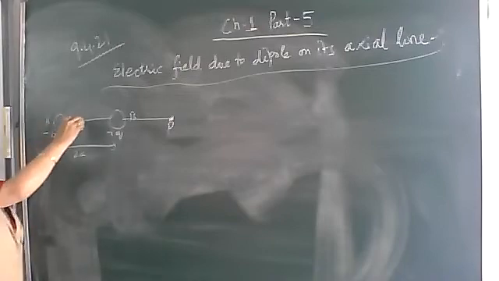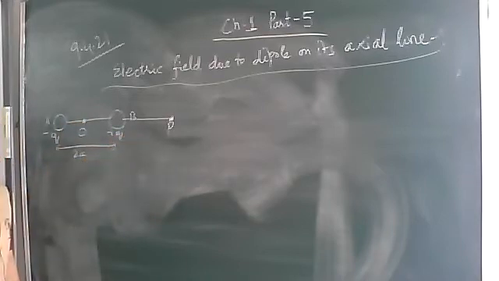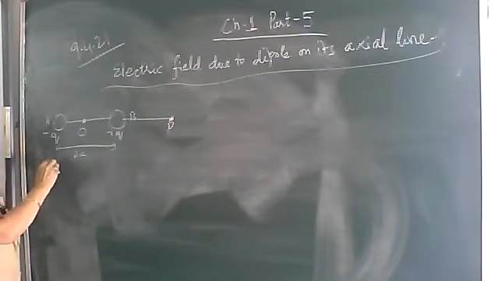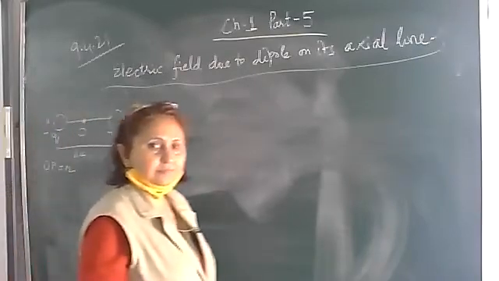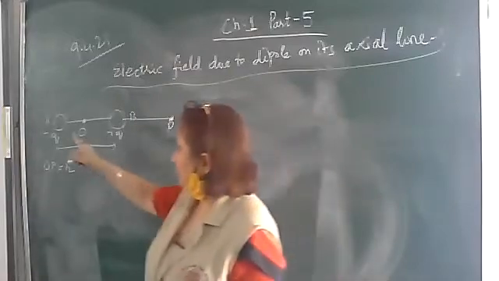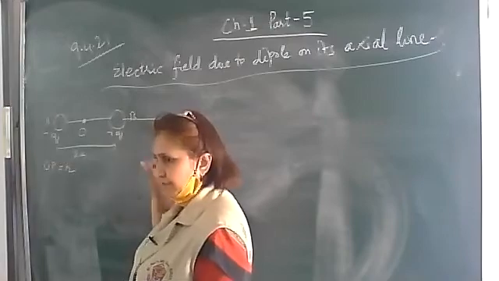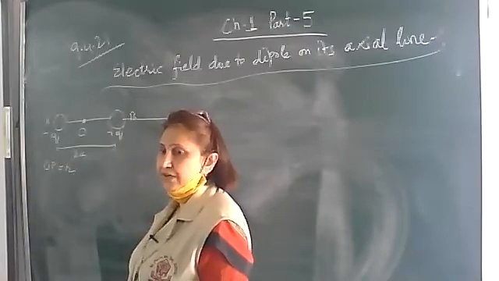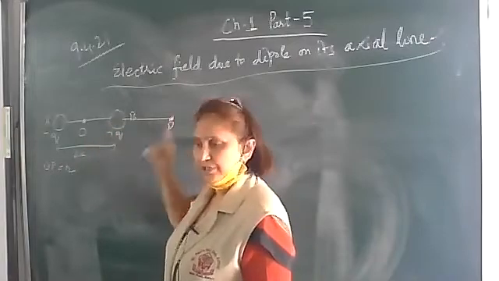Okay, so before starting, let us consider that the center of the dipole, which is the point O, is at distance R from point P. Let OP be equal to R. Now we'll find out the electric field due to this minus q charge at point P. We know the expression of the electric field due to a point charge. Then we'll find out the electric field due to this plus q charge.